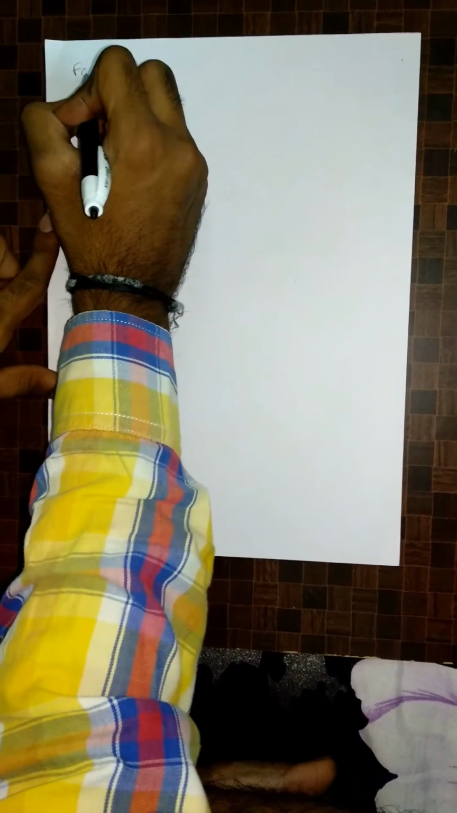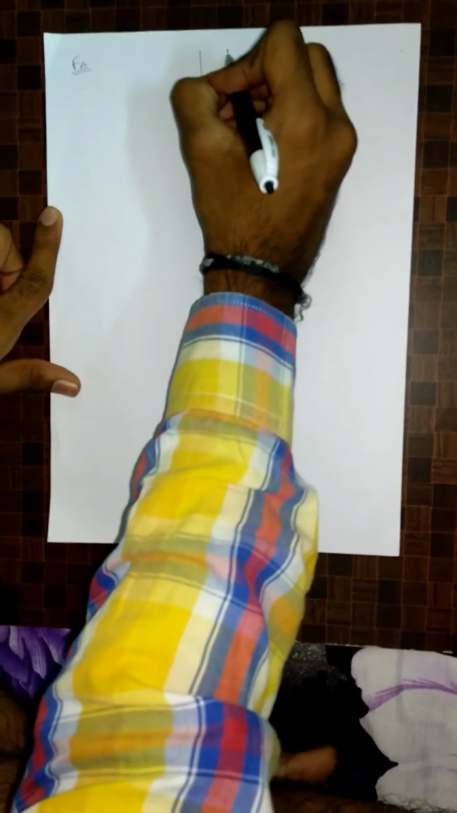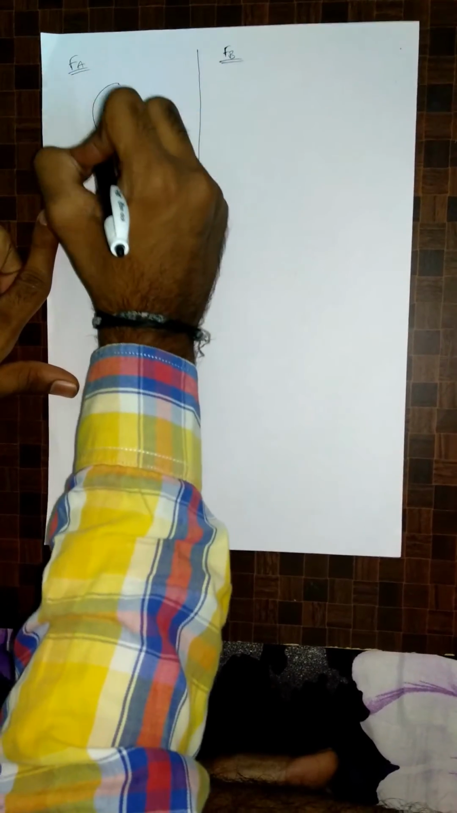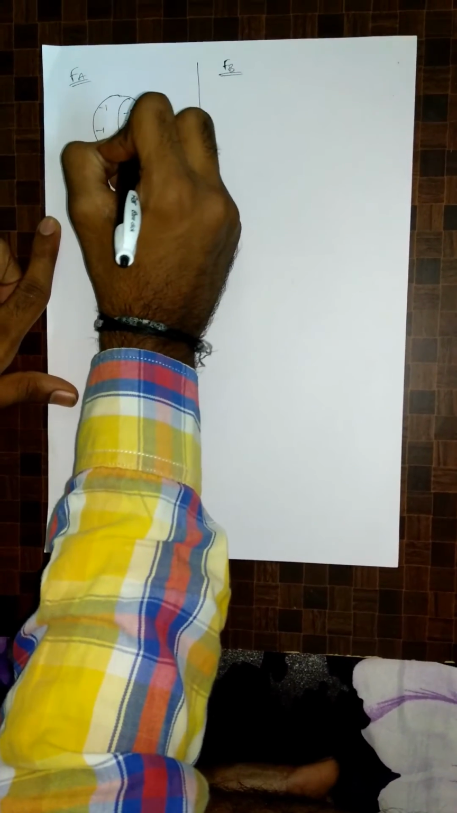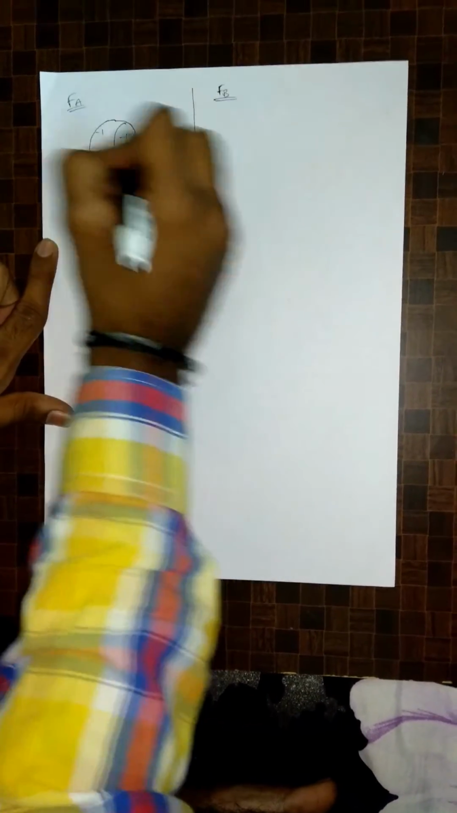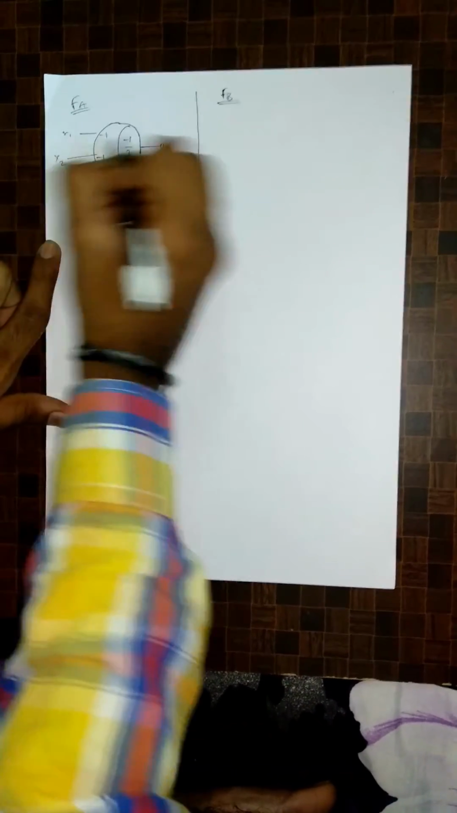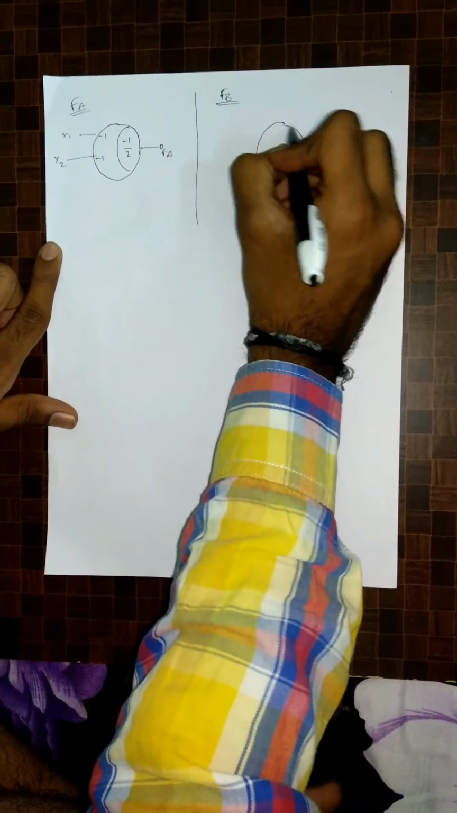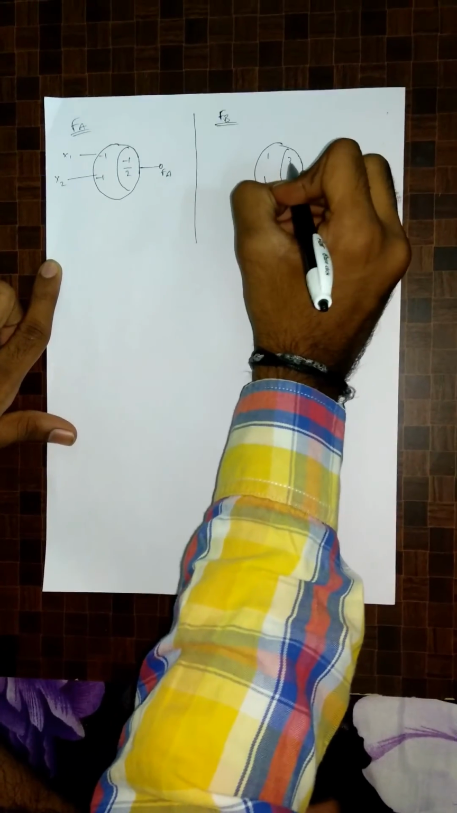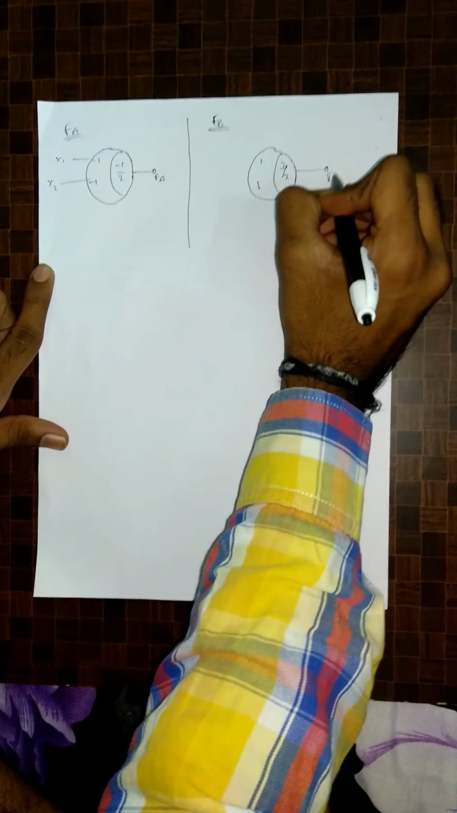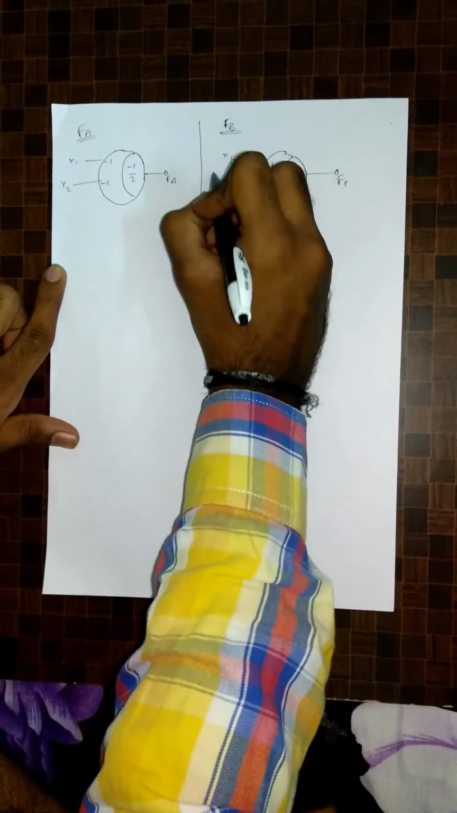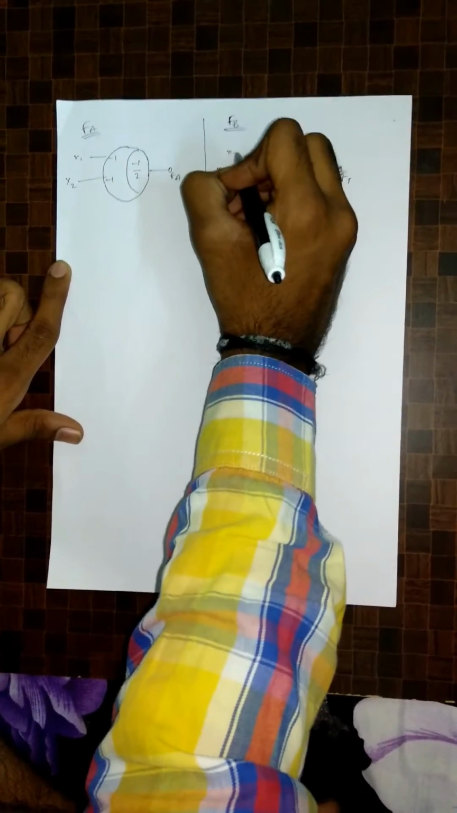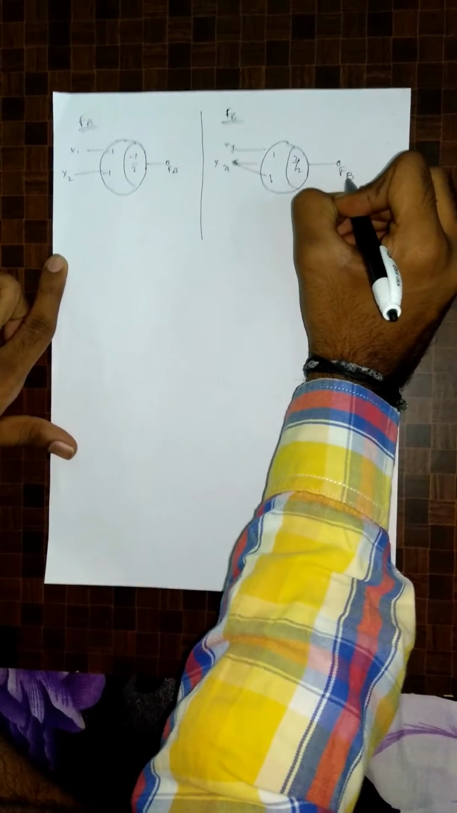Now draw the T gate for FA and for FB. The T gate is as follows. The weights are -1, -2 and the T value is -1 by 2. Let it be x1, let it be x2. And for FB, the weights are 1, 1 and the T value is 3 by 2. Let this be x3 and let this be x4, and this is the value FB.